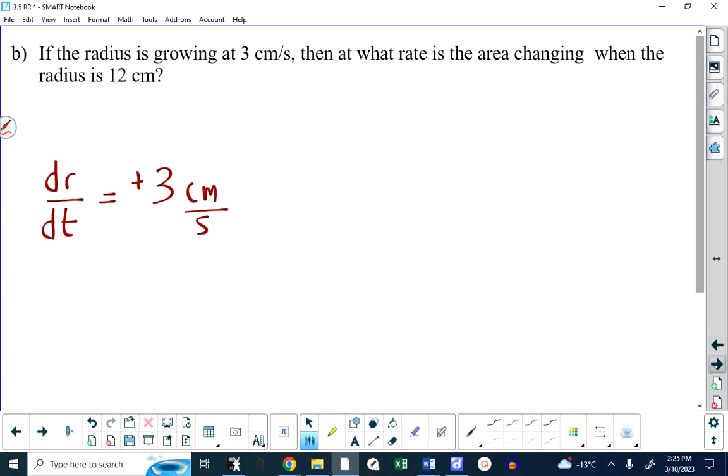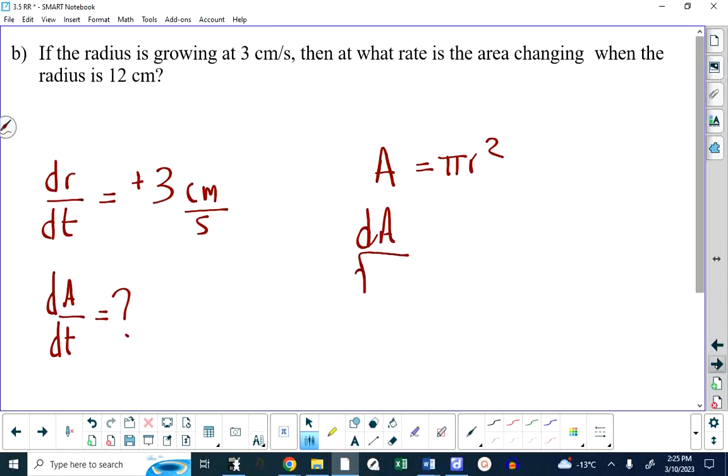dr/dt is 3. We're trying to find dA/dt. So we had our formula, A equals pi r squared. We differentiated it to get dA/dt equals 2 pi r dr/dt. And we say, well, what else do we need to know? Well, we need to know the radius to calculate dA/dt. But the radius is given. You're told the radius is 12, so we're simply going to put those numbers in.